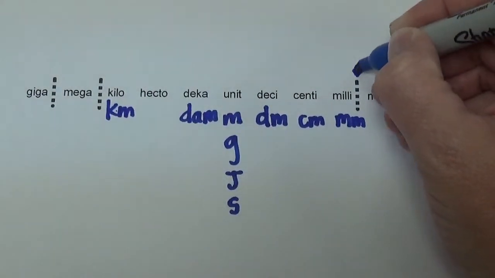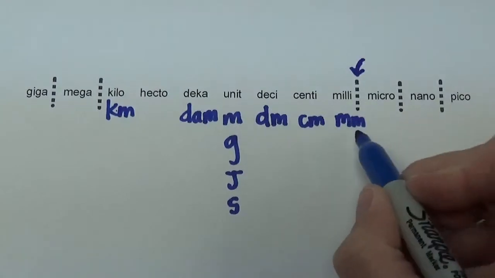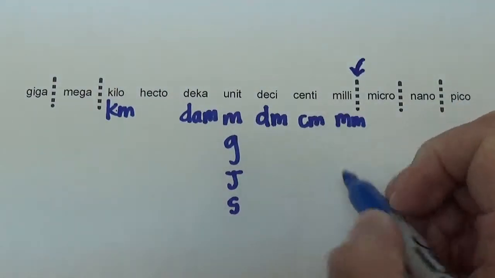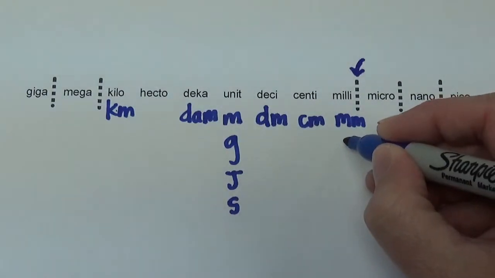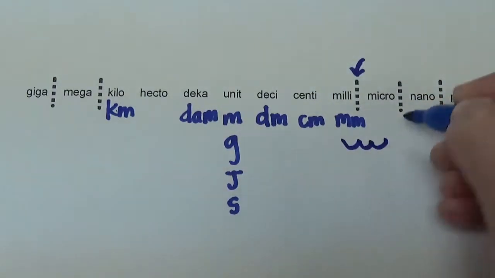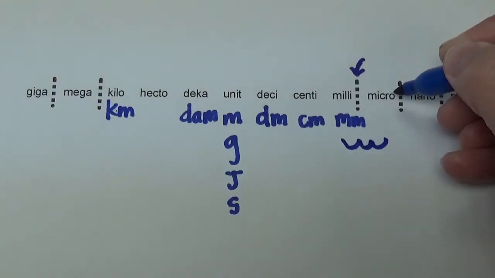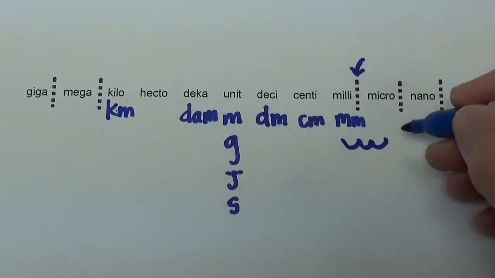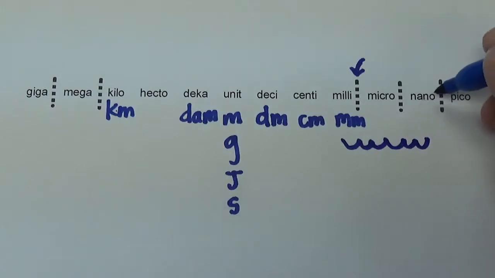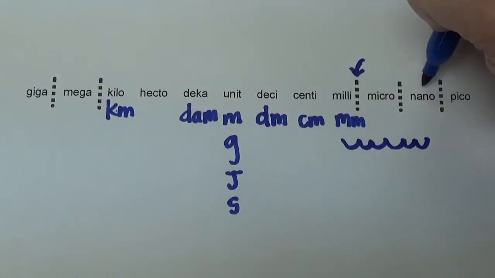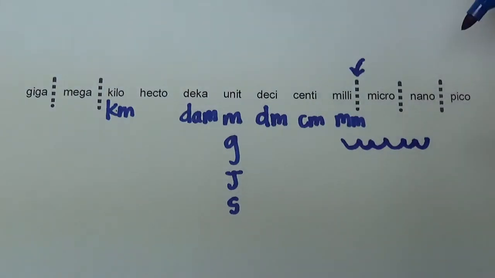Once you get to the portion where you have these dotted lines, that means that instead of moving the decimal place 1 place to the right, you're going to have to move it 3. So from milli to micro, I would have to move a decimal place 3 times, which tells me that a micrometer is 1,000 times as small as a millimeter. And then to go from micro to nano, you'd also have to move the decimal place 3 times, which tells me that a nanometer, or nanogram, is 1,000 times smaller than a micrometer, or a microgram.